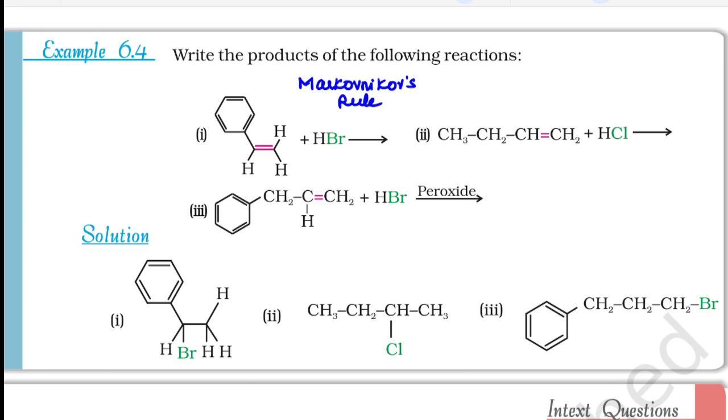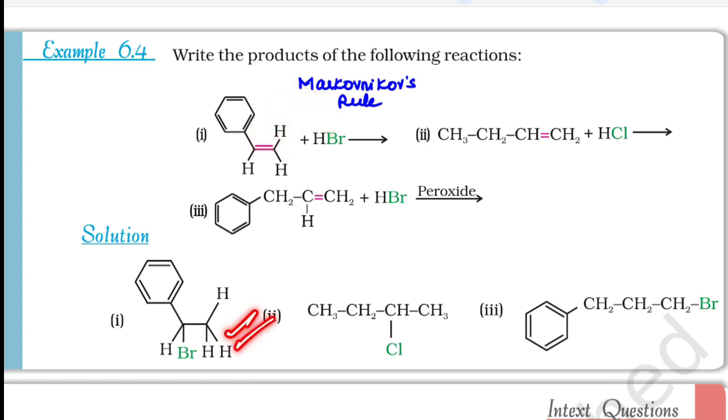So where you will add is according to Markovnikov's rule. Hydrogen should be added to the carbon atom containing more number of hydrogen atoms. This carbon, how many hydrogen atoms does it have? It has only one hydrogen atom. This carbon, how many hydrogen atoms does it have? It has two hydrogen atoms. So it has more hydrogen atoms. Therefore, hydrogen should be added to this carbon and bromine should be added to this carbon.